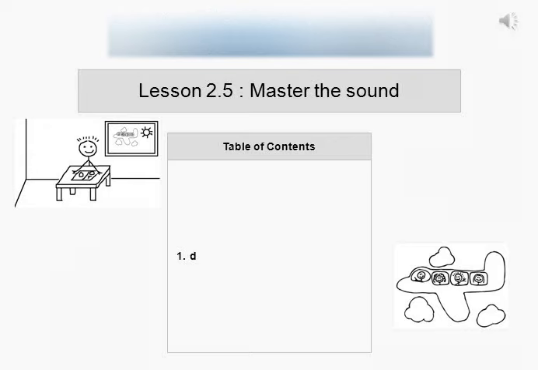This video is for those who are having a hard time understanding the sound of each Korean alphabet. This is also directly linked to usual lesson 2, so it will also help you study usual lesson 2. Okay, let's start.